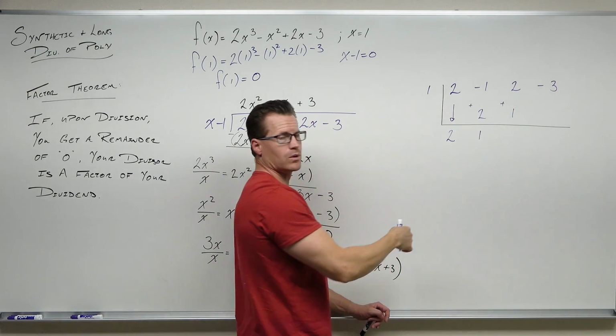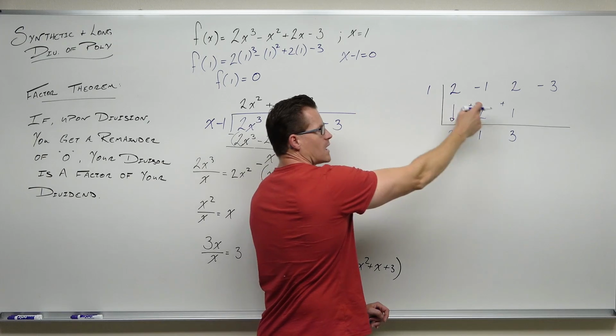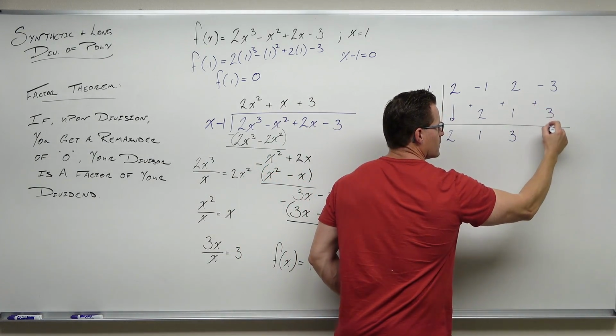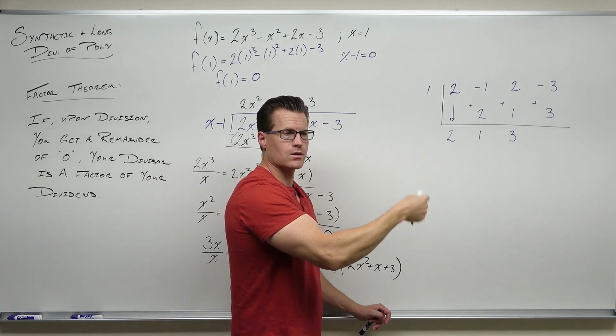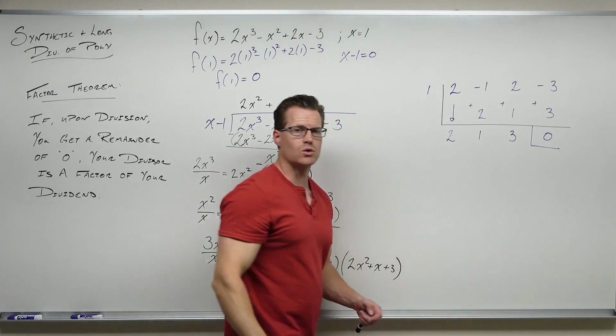And then I'm going to add. Well, 2 plus 1 is 3. I'm going to multiply 1 times 3. Well, that's 3. I'm going to put it here. When I add, notice you're adding here, you're going to get 0. This last piece is your remainder.